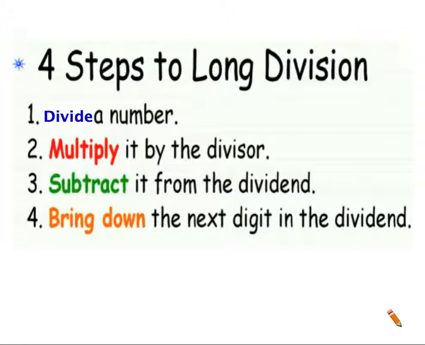There are 4 steps to long division. These 4 steps will help you remember how to do a long division problem. The first step is to divide a number, and we're going to shorten that to divide. The second step is to multiply it by the divisor, and we'll shorten it to multiply. The third step is subtract it from the dividend, and we'll shorten it to subtract. The fourth step is bring down the next digit in the dividend.